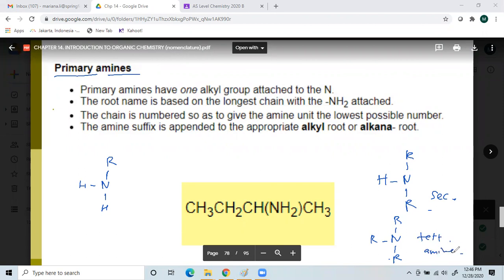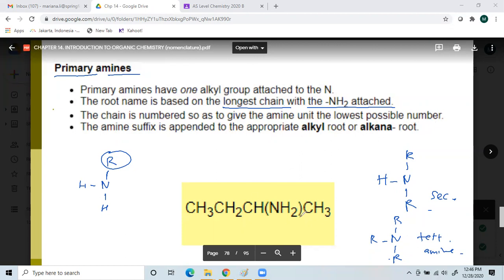Okay, understand? Primary amines have one alkyl group attached to N here. The root name is based on the longest chain with the NH2 attached. The chain is numbered so as to give the amine unit the lowest possible number. The amine suffix is appended to the appropriate alkyl root or alkene root.